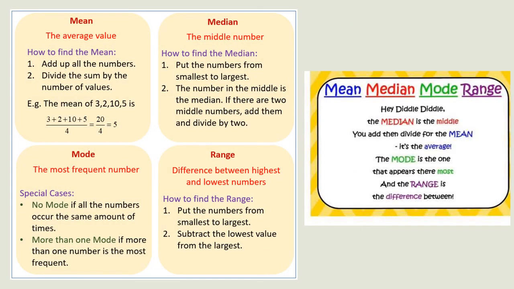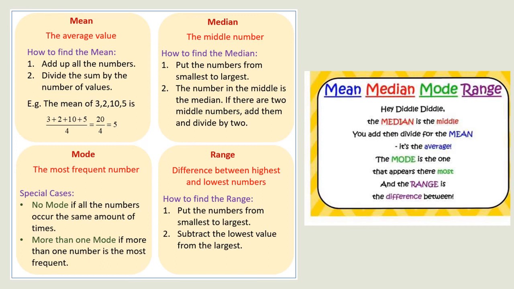So this week we have gone through mean, median, mode, and range. Let's just go through and review them really quick. Mean is the average value. How you find the mean is you add up all the numbers and then you divide by the number of values. So add all the numbers together and divide by how many numbers you have. You have 4 numbers in this example, so you add all the numbers together and then you divide by 4, and that gives you your mean or average.